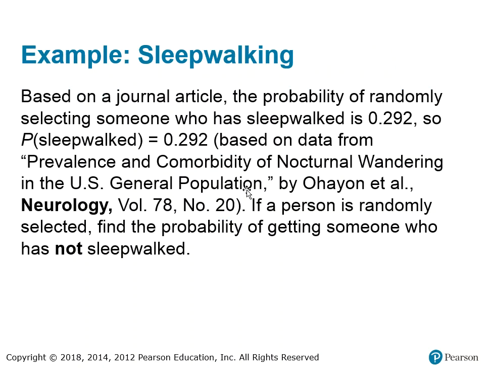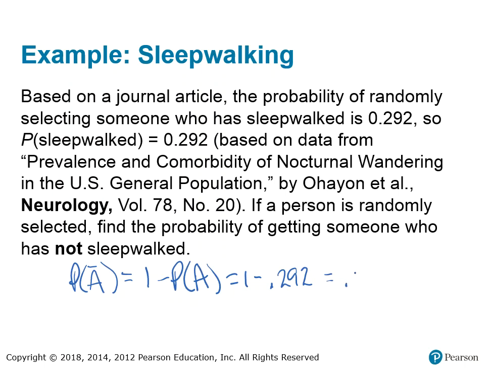So here we have a sleepwalking instance, and it says the probability of a random person sleepwalking is 0.292. If this person is randomly selected, what would be the probability of getting somebody who has not sleepwalked? So not is the complement, and as the previous section said, the probability of it not occurring is 1 minus the probability of it occurring. So we can go 1 minus 0.292. So we're going to get 0.708.